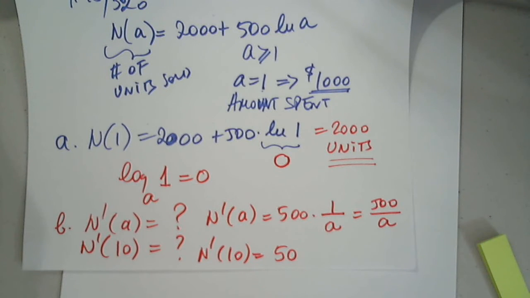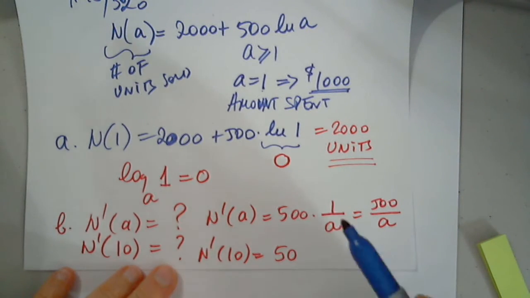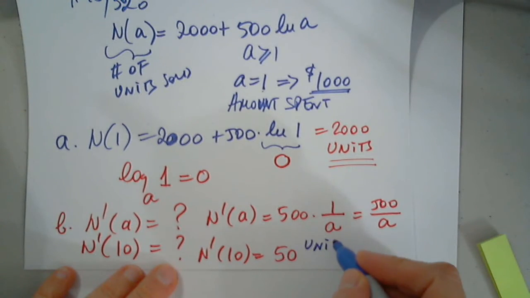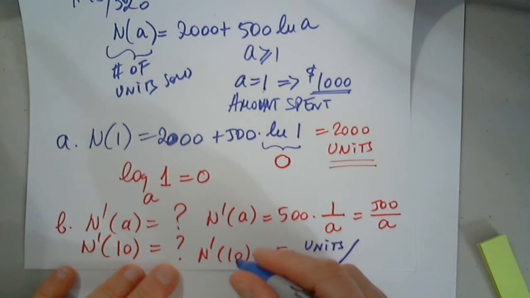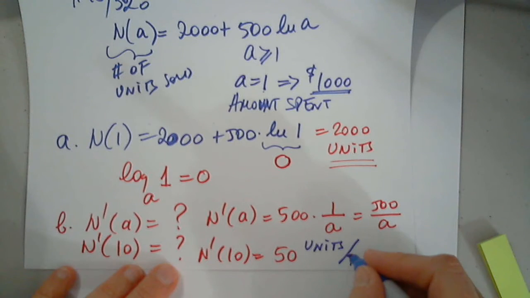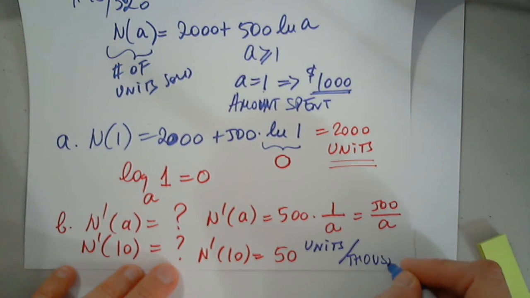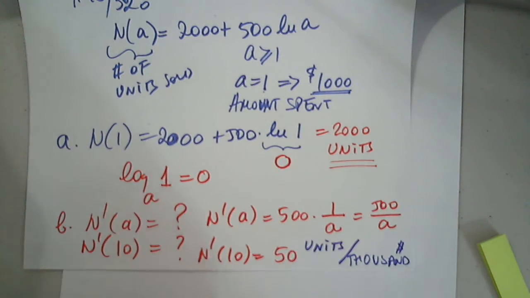Remember, it's a rate of change. So this is the rate of change of number of units per $1,000, because A is in thousands. So always remember the rate of change has to have two measurement units: one from the function divided by the one for the variable, the independent variable.